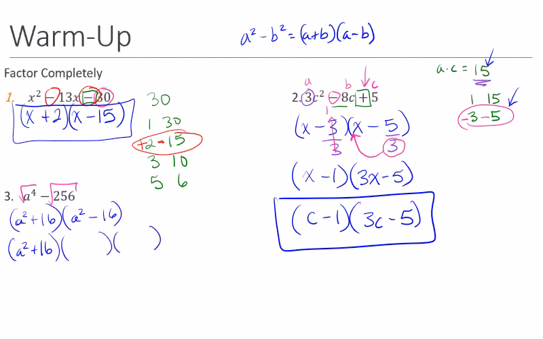So I'm going to take the square root of a squared, which is a, the square root of 16, which is 4, and then a plus and a minus, right? And now we can't do anything with that, so that's as far as we can go.